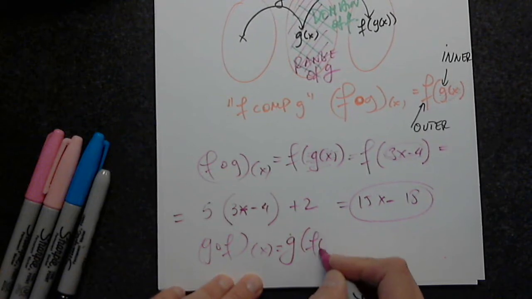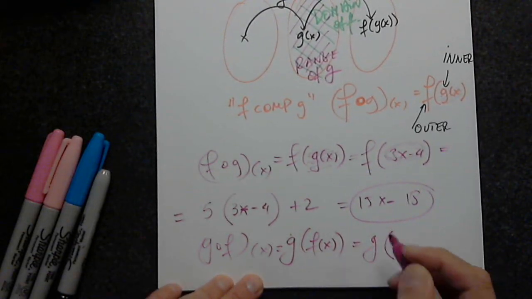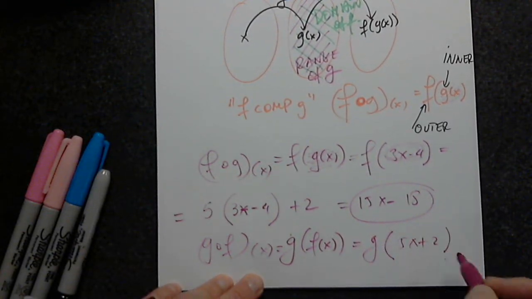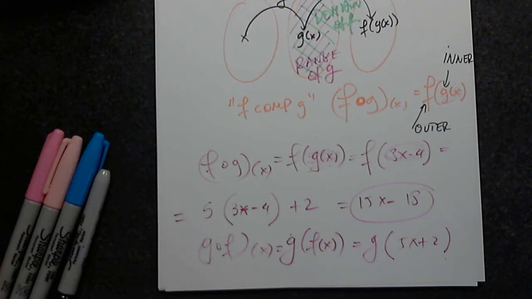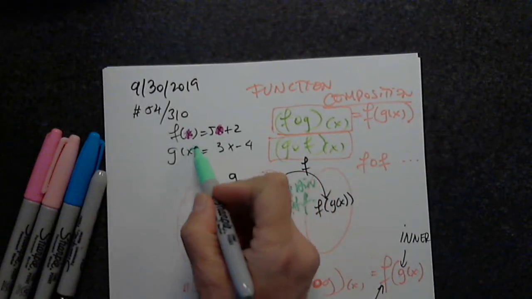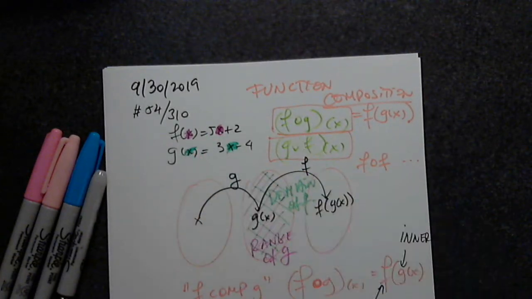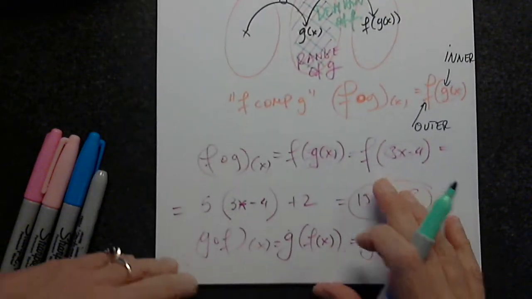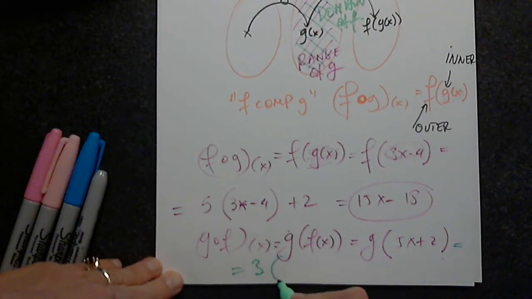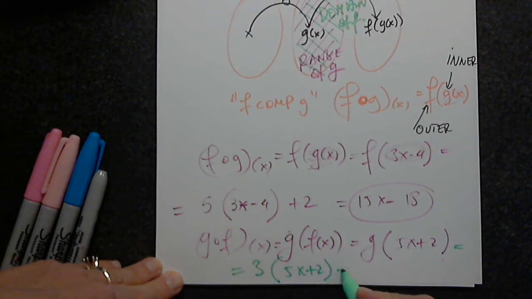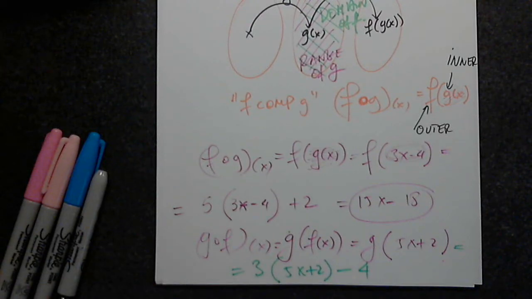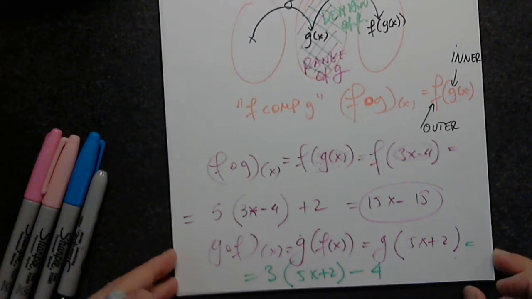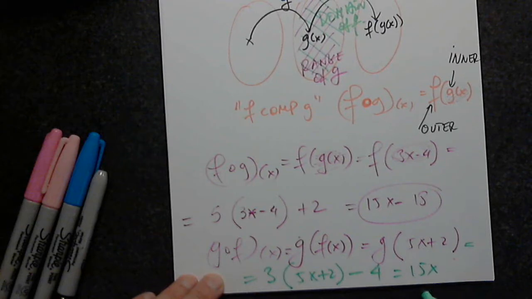It is now g of f of x. So now I have g of 5x plus 2. And this time I have to look at g. And g says to us, g of whatever equals 3 times whatever minus 4. So then this is 3 times whatever minus 4. Whatever being 5x plus 2 at this point. So this is 15x, but plus 6 and minus 4, which is plus 2.